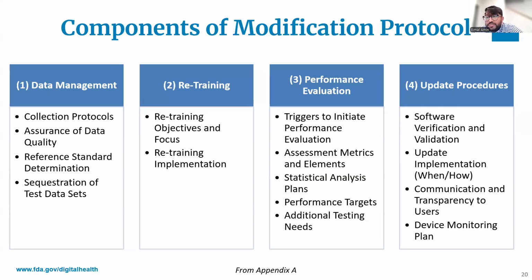Two, a description of how software updates will be implemented. Three, a description of how legacy users will be affected by the software update, if applicable. And four, a description of how modifications will be communicated to the user, including transparency of any differences in performances or device inputs, and/or known issues that were addressed in the update.